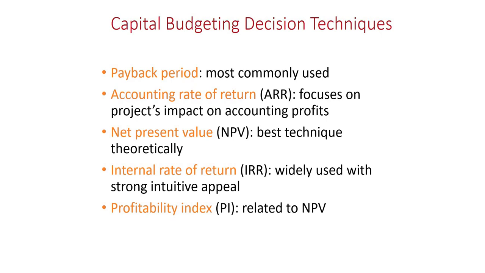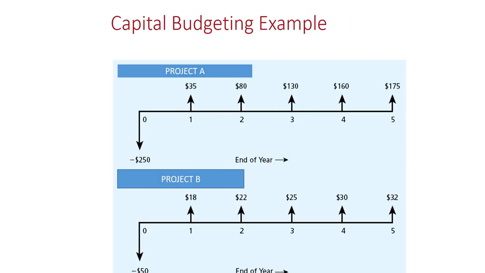Net present value, best technique theoretically. I don't know which one is the best practically. Internal rate of return, then the profitability index. We've got other methods like the modified internal rate of return, which we shall also look at as we go. Now, we've got that example there. We've got two projects. We want to evaluate those two projects. The first project requires an investment of $250.